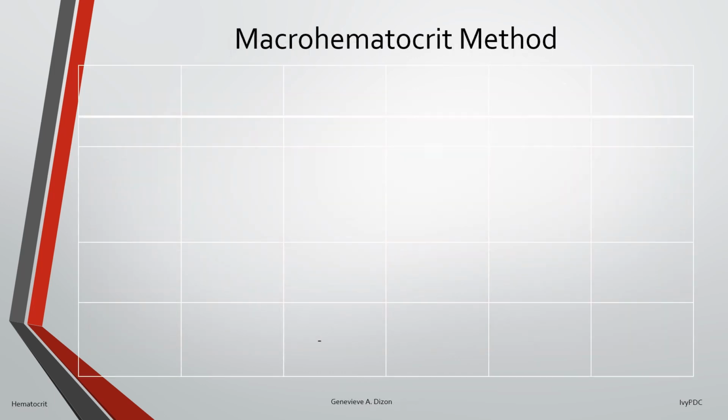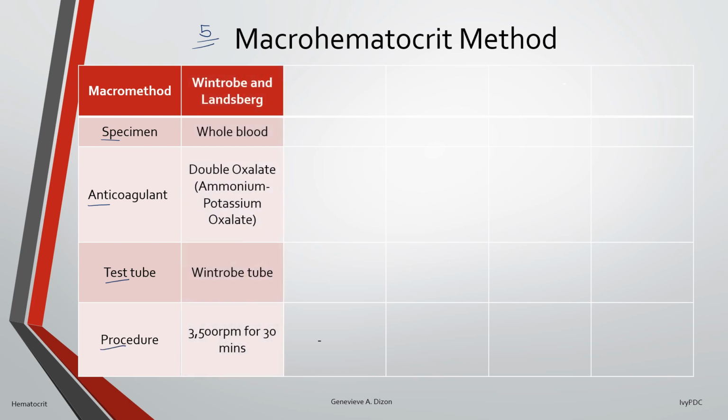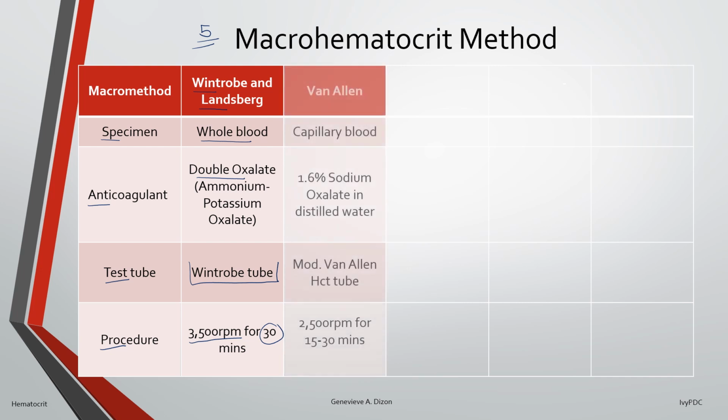The macrohematocrit method has 5 sub-methods, and we will differentiate these macro methods according to the specimen needed, the anticoagulant to be used, the test tube required, and the procedure to be followed. The first one is the most famous one, which is the Wintrobe and Landsberg method that uses whole blood, a double oxalate for an anticoagulant, a Wintrobe tube, and the procedure is to centrifuge the Wintrobe tube at 3,500 RPM for 30 minutes. The second macro method is the Van Allen method.